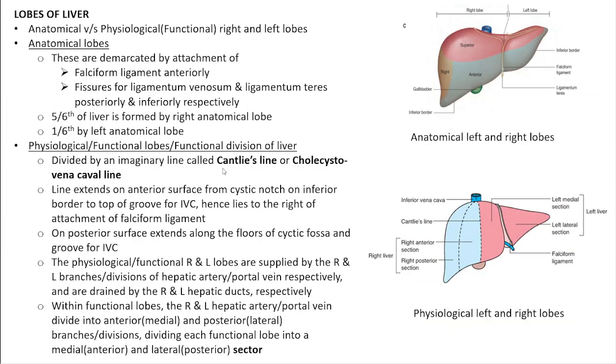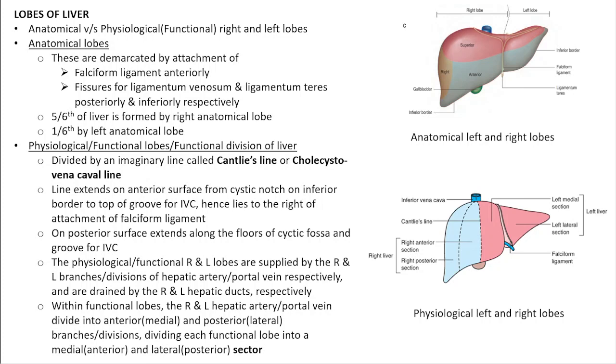So Cantlie's line, you must know, extends from the groove for the IVC to the cystic notch on the anterior surface, and on the posterior surface passes through the cystic fossa and the groove for the IVC. On the anterior surface, this lies to the right side of the falciform ligament. So this part, which belongs to the anatomical right lobe, actually belongs to the physiological or functional left lobe.